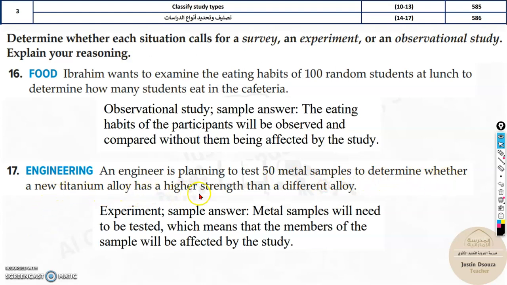The last problem: an engineer is planning to test 50 metal samples to determine whether a new titanium alloy has a higher strength than a different alloy. Now, you're finding which alloy, which is a mixture of materials, is stronger. Very important, you need to do an experiment in this. You just can't observe and say, okay, this is strong. You're basically involving, touching that metal, changing it. So the metal samples will need to be tested, which means the sample will be affected by the study, hence it is an experiment. That is the end of topic number 3.